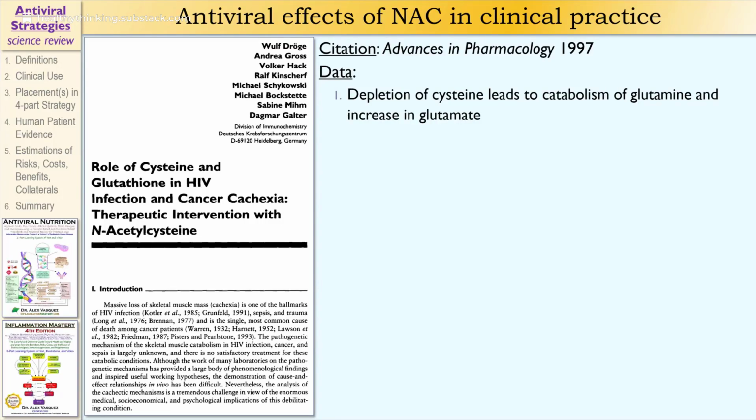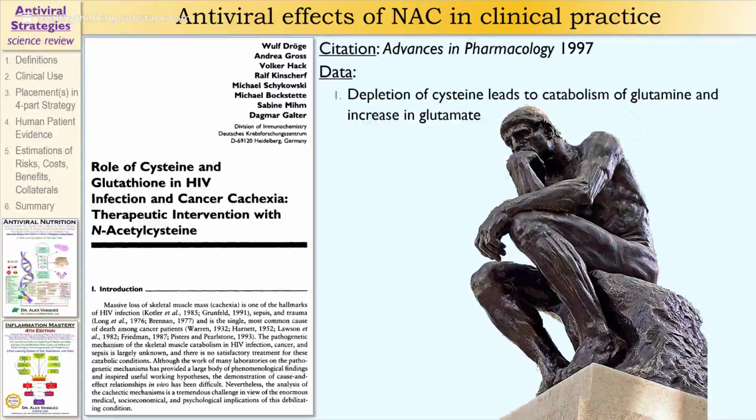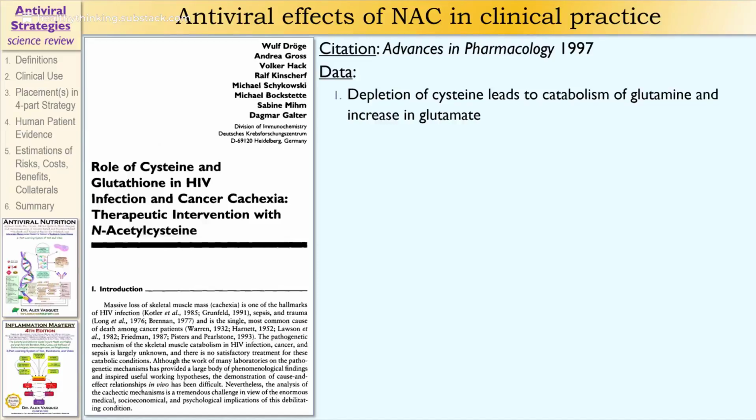So I'm going to read that sentence one more time, and then I want you to think about why that's important, and then I'm going to explain to you the, in my opinion, obvious reasons why this is important. So depletion of cysteine leads to catabolism of glutamine and an increase in serum glutamate. So what does that tell you? Well, it obviously tells you that when cysteine becomes depleted through viral infections, that's going to lead to catabolism or destruction of glutamine. So when you lose one, you also lose the other.